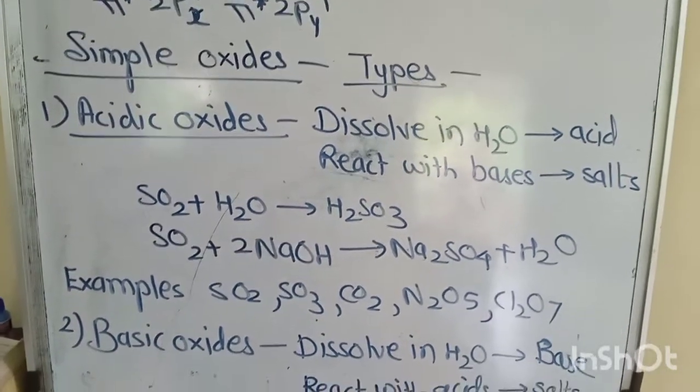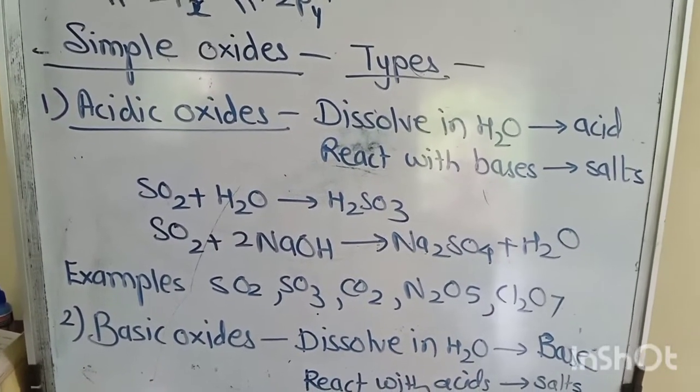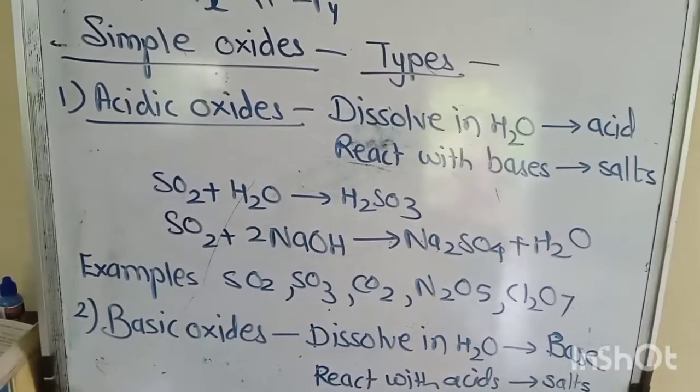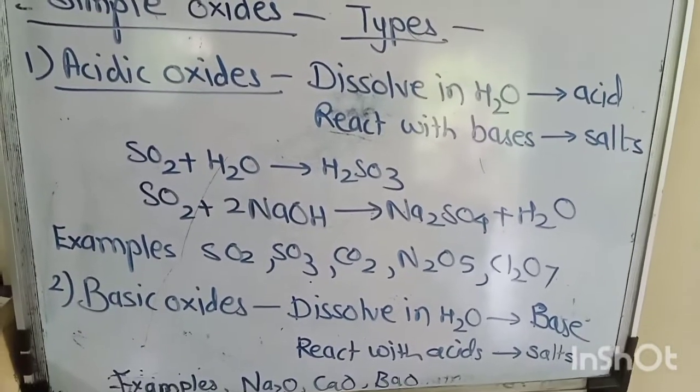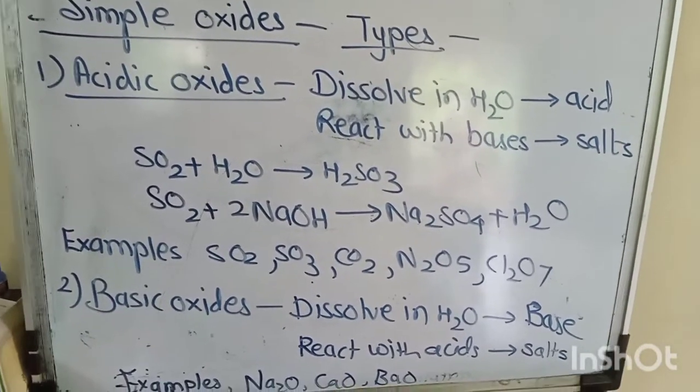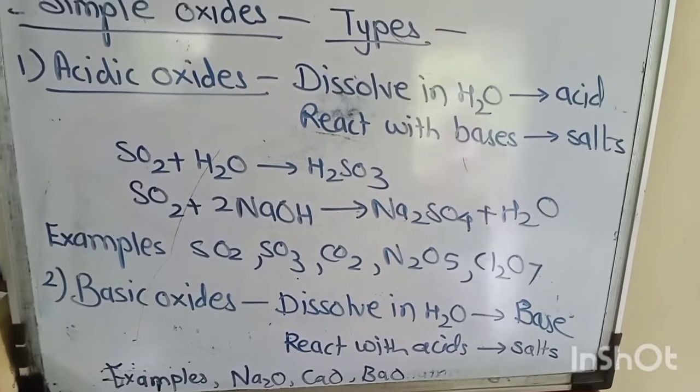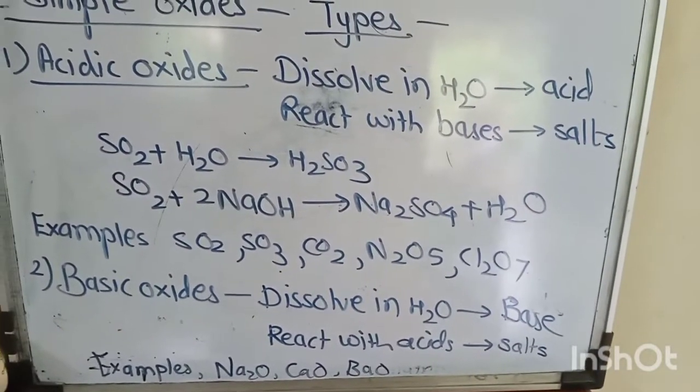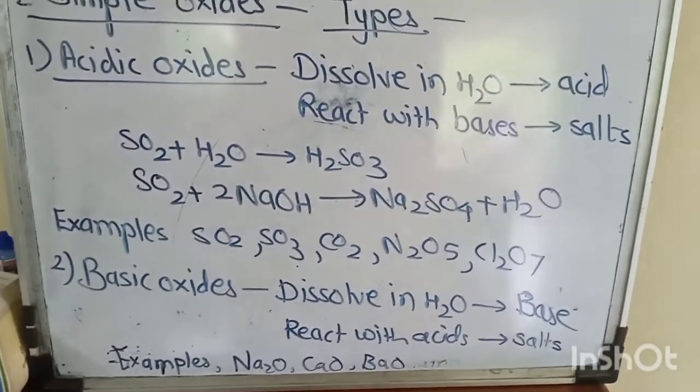Now, simple oxides. Oxides are the binary compounds of oxygen and any other element. There are different types of oxides. First ones are acidic oxides. They dissolve in water to give acid and react with bases to form salts.